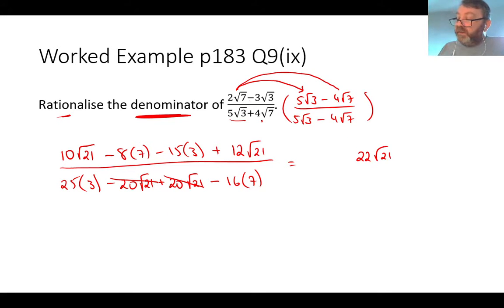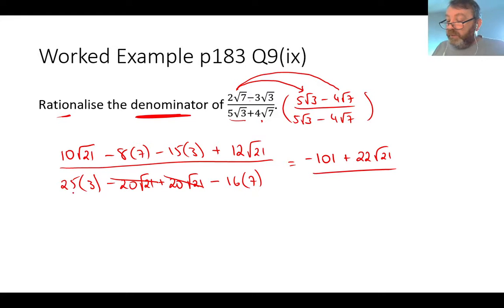Okay, and then I've got minus 8 times 7, which is minus 56. Let me just do this properly. So minus 8 times 7, minus 15 times 3. Don't take any chances with these things. So this comes out on the top line as minus 101 plus 22 root 21. So the 10 root 21 and the 12 root 21, because they have the same surdal tail, they can be put together as 10 plus 12, which is 22 times root 21. So that's the top line done.